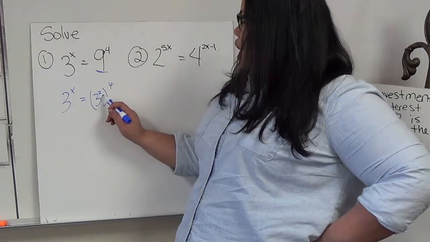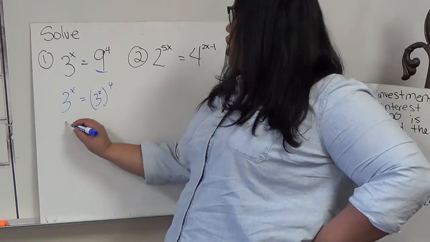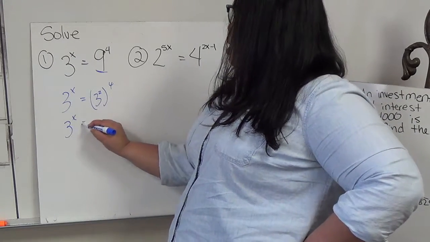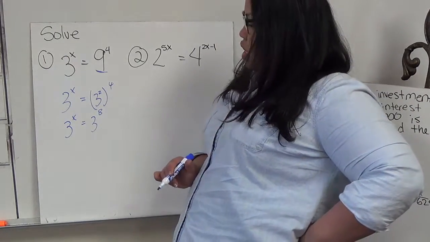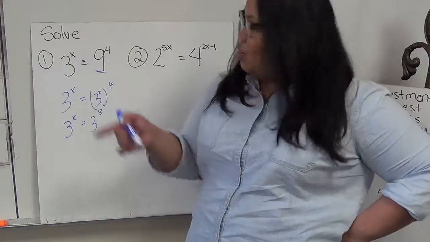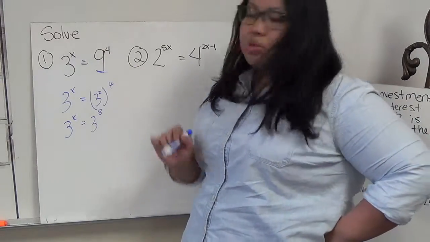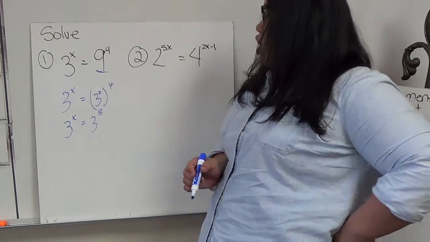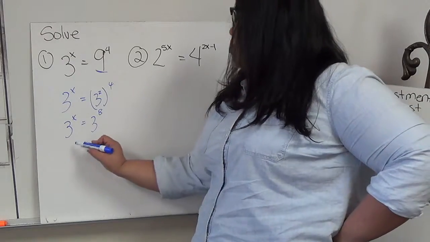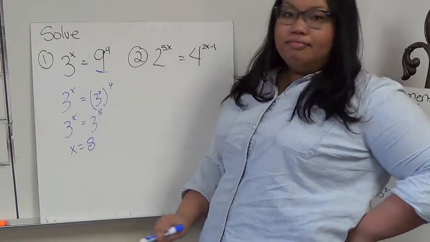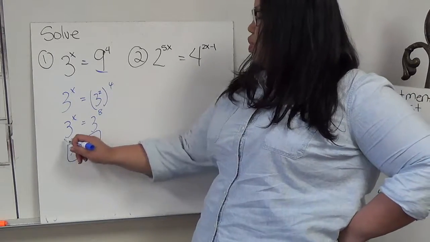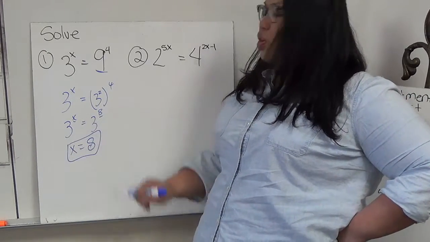And so because this is a power to a power with exponents, this is the same thing as saying I multiply, it gives me 3 to the 8th. If you're not sure if you did that right, you can just do 9 to the 4th and it should equal 3 to the 8th. It should be the same thing. So because now our bases are the same, x must equal 8. Because once the bases are the same, then I can just focus on the exponents.